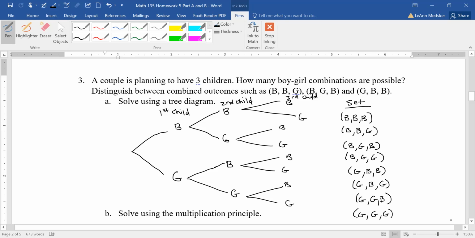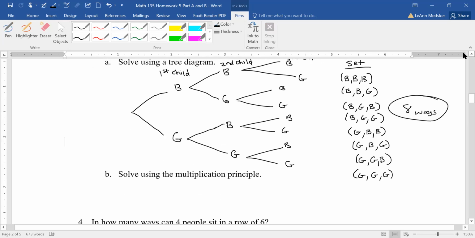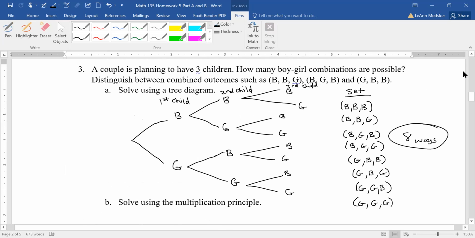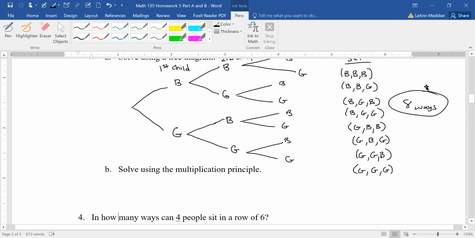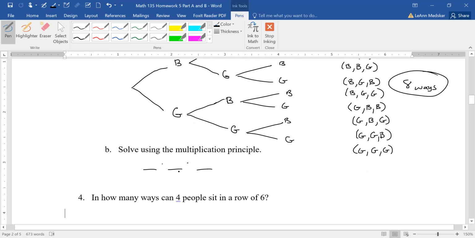Sometimes tree diagrams are really useful if you're doing probability problems down the road because they help you get this set listed out. We can count this up: there are 1, 2, 3, 4, 5, 6, 7, 8 different ways for someone to have 3 children. We could quickly get that using the multiplication principle. If you think about each child being a choice slot we have to fill, and there are 2 genders to choose from each time, that's 2 to the third, which is 8.